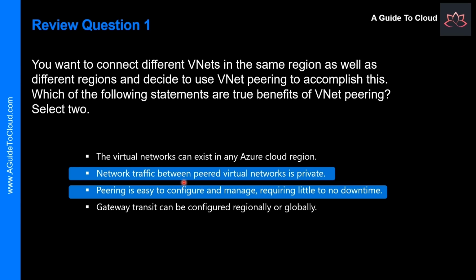While virtual networks can exist in any Azure public cloud region, they cannot exist in Azure National Clouds. The national clouds have very specific customer requirements for their use and operation. These services are confined within the geographic borders of specific countries and operated by local personnel. So gateway transit only applies to regional VNet peering and not to global VNet peering.